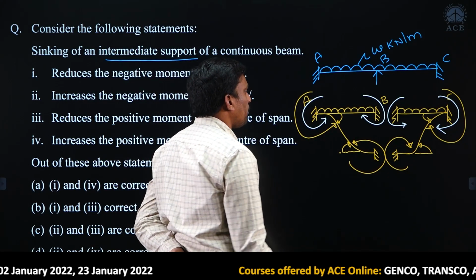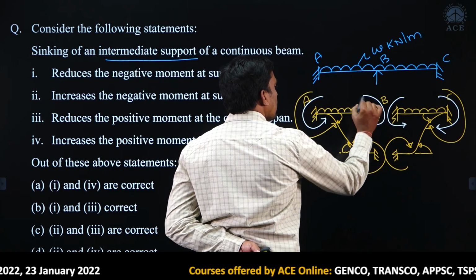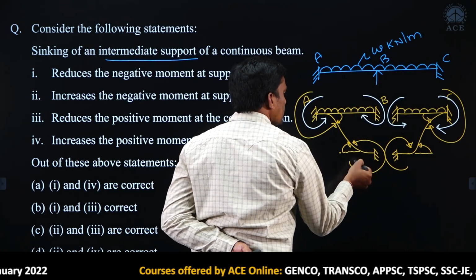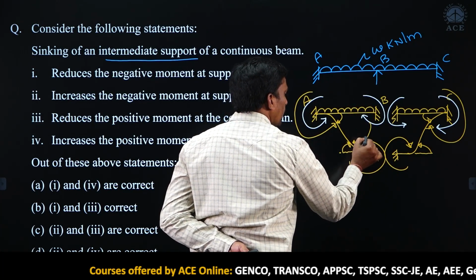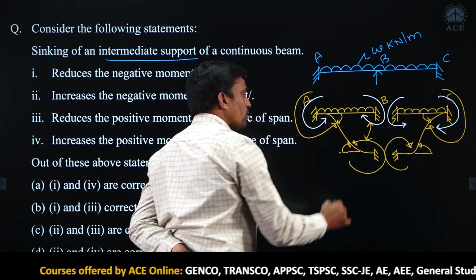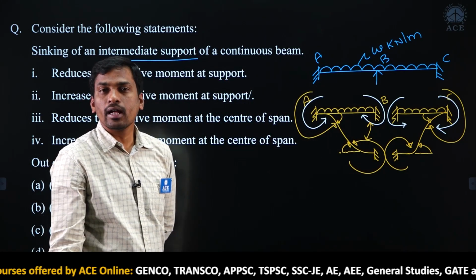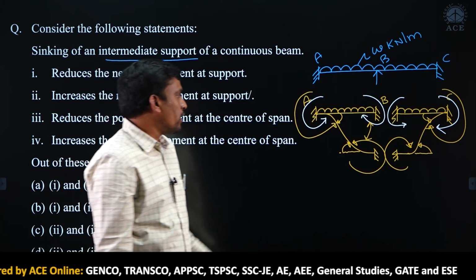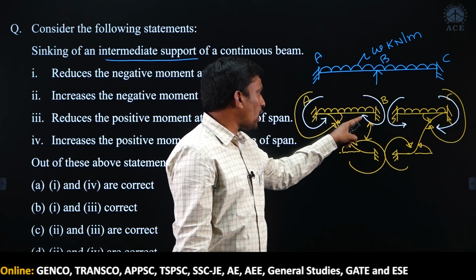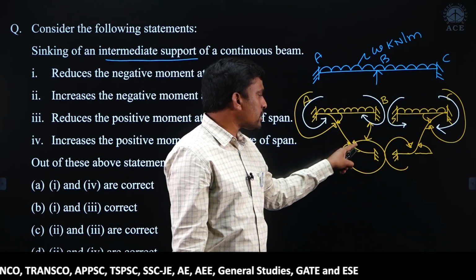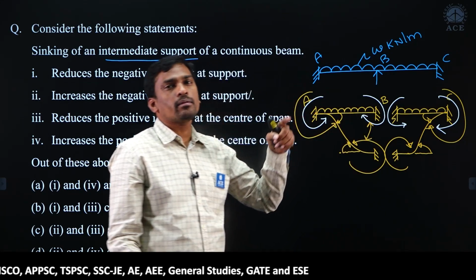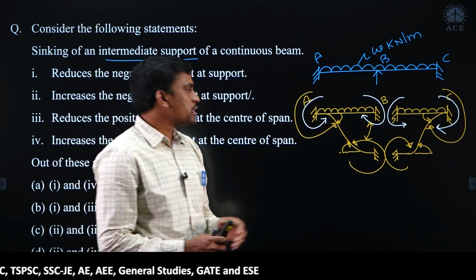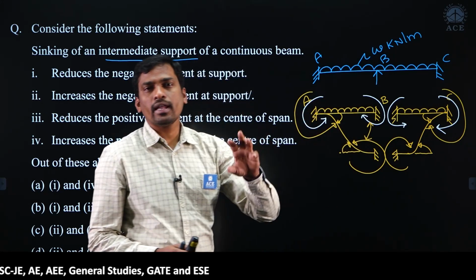Then students, if you want to find the net moment at B, this moment is clockwise or anti-clockwise? Clockwise, and this moment anti-clockwise. Both are same direction or different direction? Both are different direction, right? Okay. So due to UDL movement is clockwise, due to sinking movement is anti-clockwise at the intermediate support. It means both movements are in different direction.